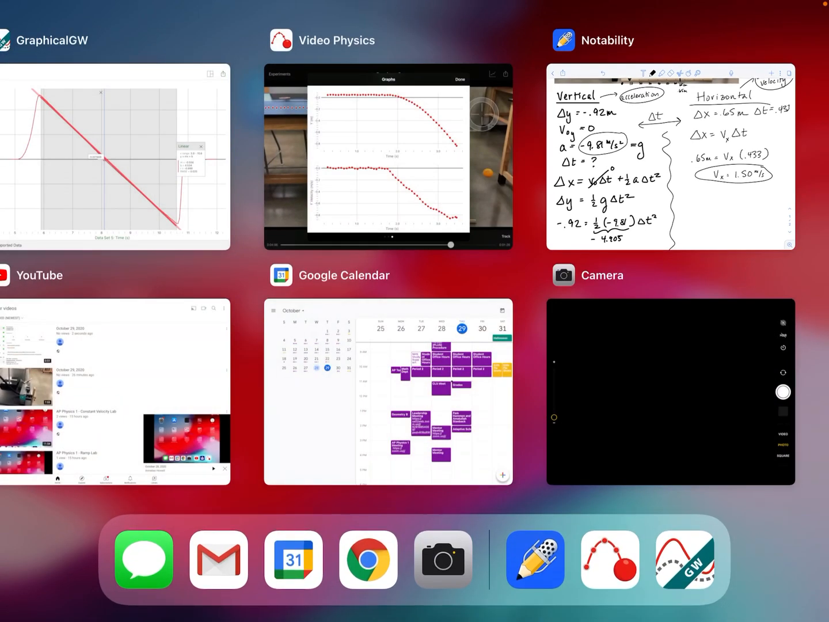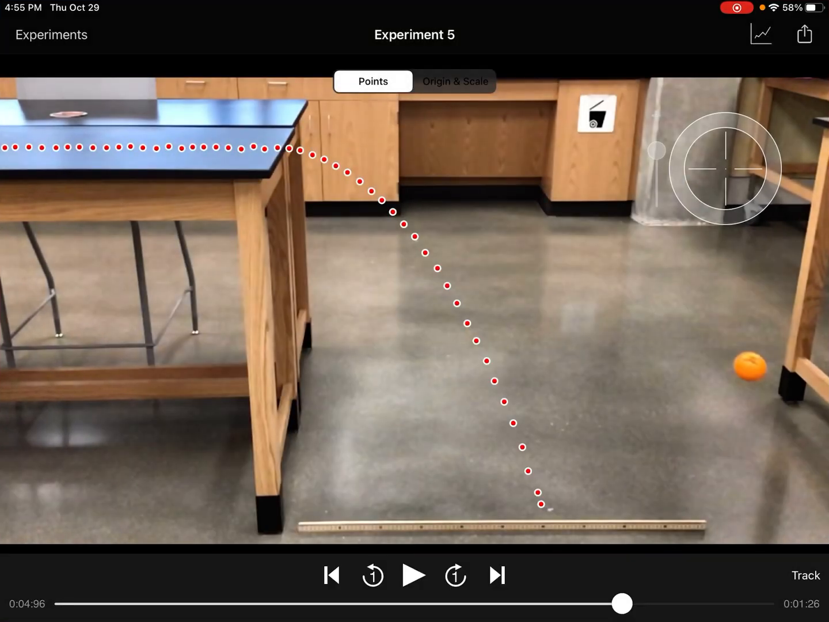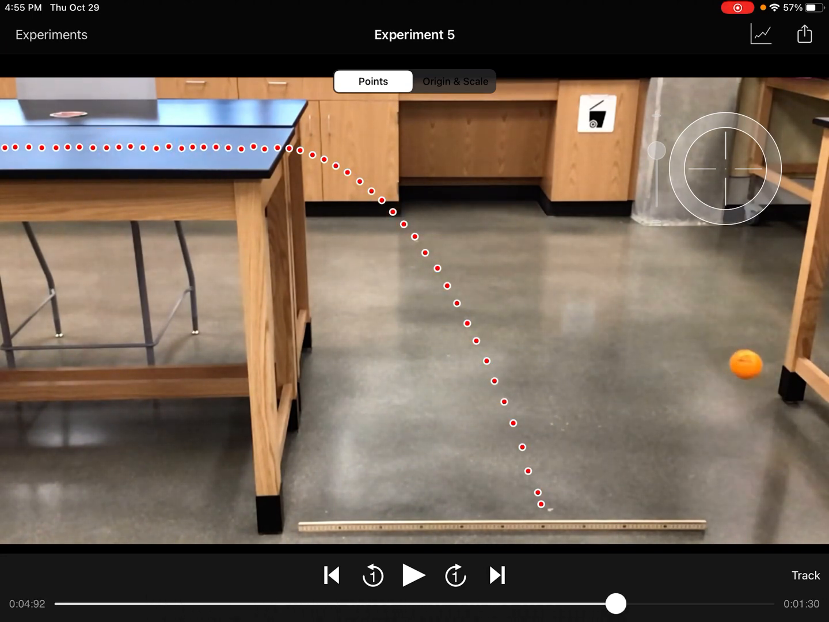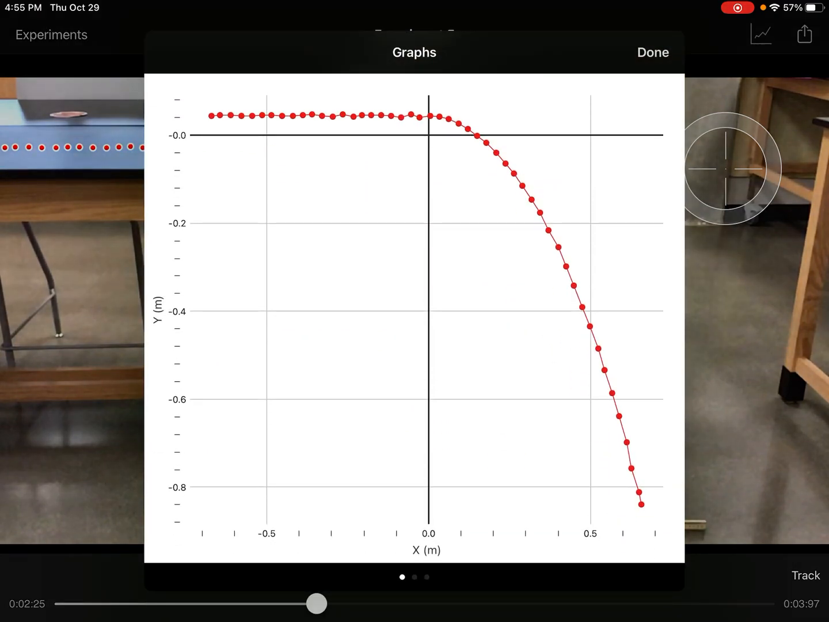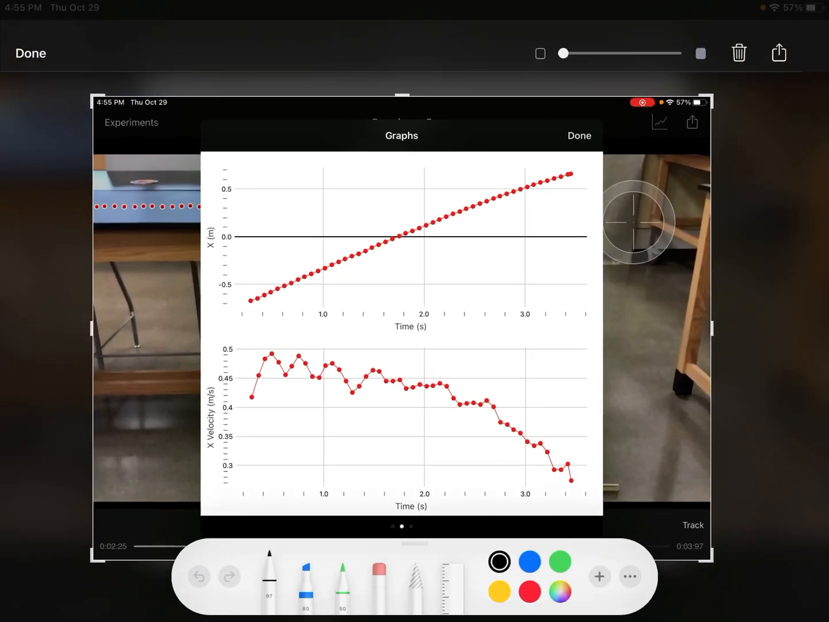Let's go back and look at the graph. Actually, I got a little fancy here. I put this into Video Physics. I'm going to back this up. Video Physics allows me to graph the motion of the ball. So I put a dot for each step in my video. And I'm going to take a look at the graphs here. This is horizontal position and vertical position. This is horizontal position only, and I really want to focus on the top graph.